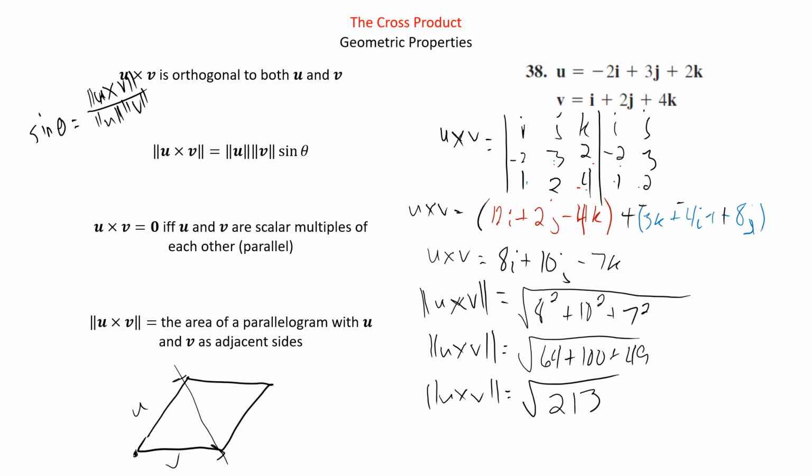I believe I'm going with 213 as my final answer on this one, which is not going to have a pleasant square root. You can get a decimal approximation for it or leave it as the square root of 213. But that's going to be the area of the parallelogram that has these two vectors as adjacent sides. Notice they're not the opposite sides, the parallel sides. They're just two non-parallel sides. So those are some geometric properties of the cross product, which brings us to that triple scalar product that we talked about.